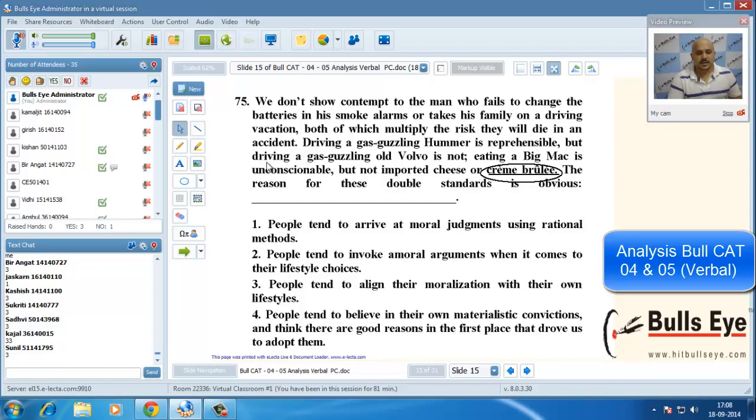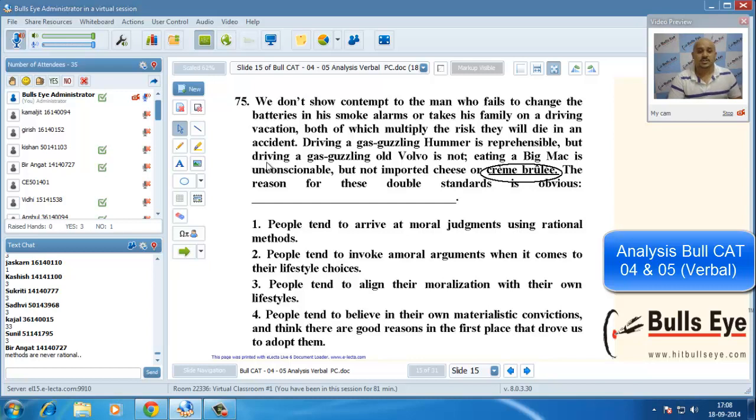Now, in this particular question, you just need to remember one thing. What does the paragraph say? The paragraph simply says that whatever we are doing, we think is right. Whatever someone else might be doing, if we are not in agreement with someone else, we'll say he's not right, he's not moral, blah, blah, blah. But if we are doing something, we don't care about it. So we are not consistent. So that means our methods are not rational.